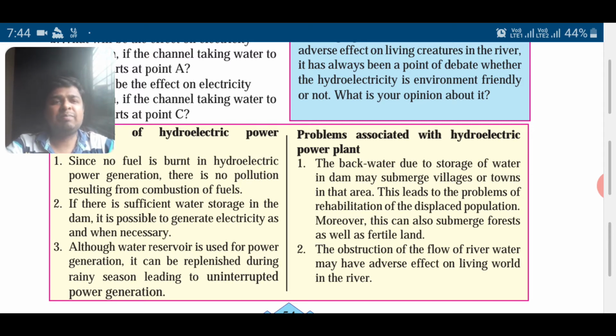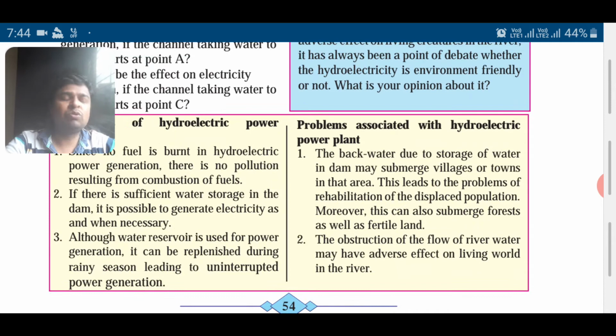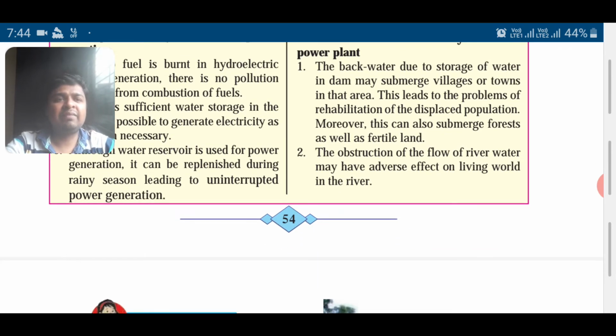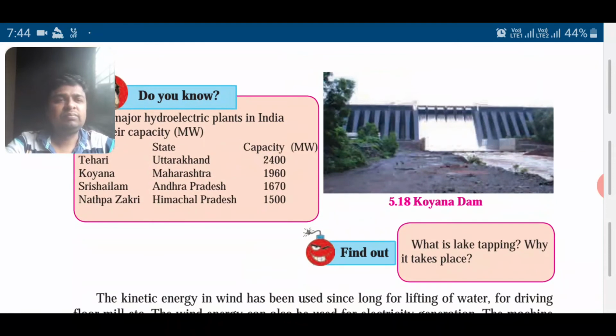Now what are the problems? First is backwater, submerging of the villages. When you stop the river water, what happens? The river water spreads over a large area, so if there are villages, they will be submerged under it. So there are problems like rehabilitation of the people. You have to take the people in the village and give them some place somewhere else. That is a very big problem. Obstruction of the flow of river water may also have adverse effects on the river. Here they have shown us the Koyna dam.